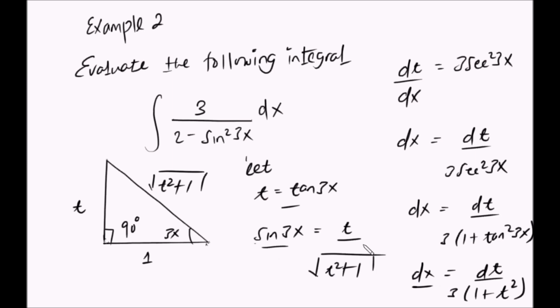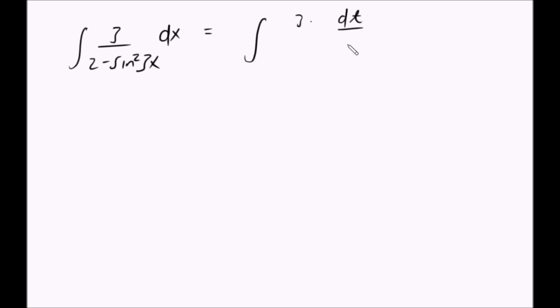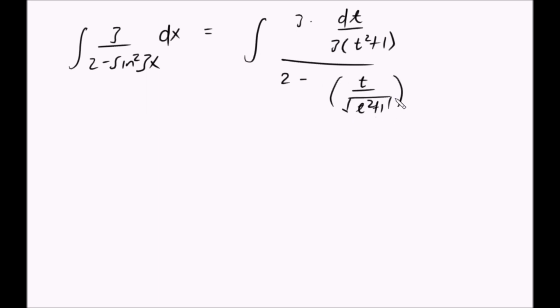So this is our question: the integral of 3 over 2 minus sine squared of 3x dx. We said the 3, and we said dx will be dt over 3. So there it is 1 plus t squared, you can also write t squared plus 1, over... this is dx, 2 minus... sine is t over the square root of t squared plus 1. So there is that squared. You can see here the 3 and 3 cancel.